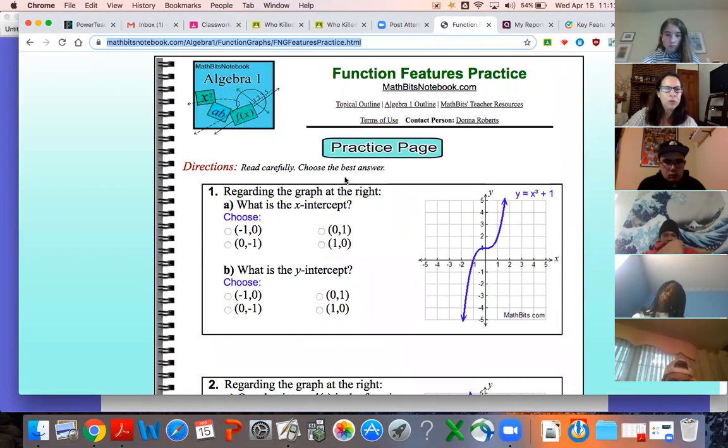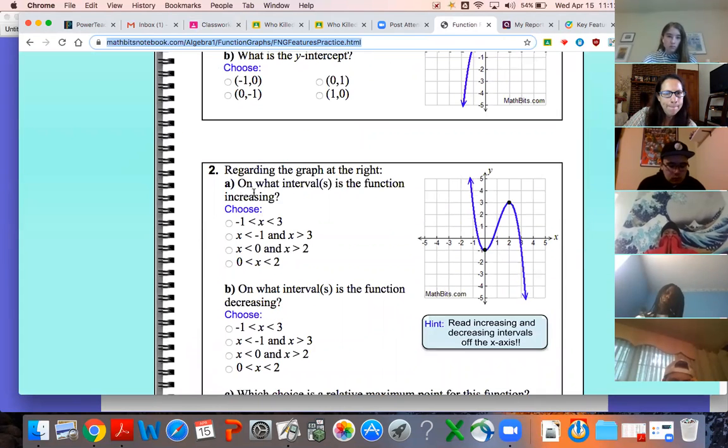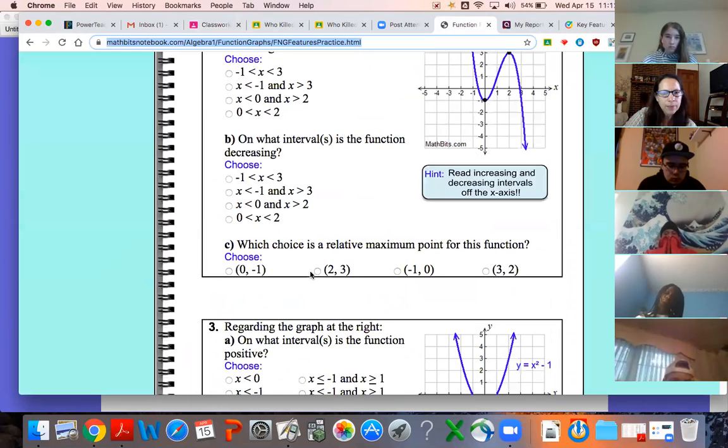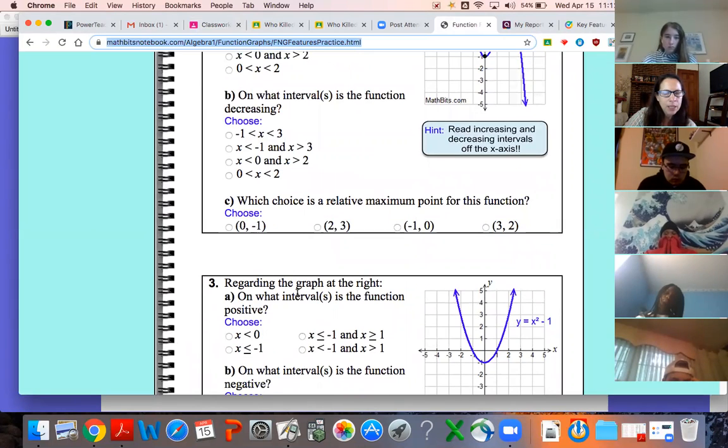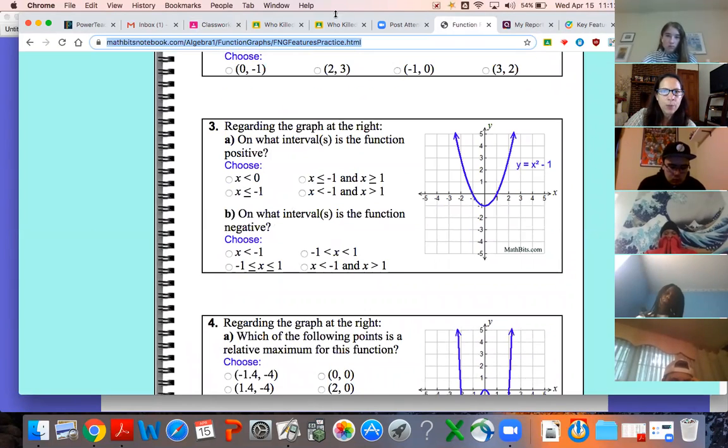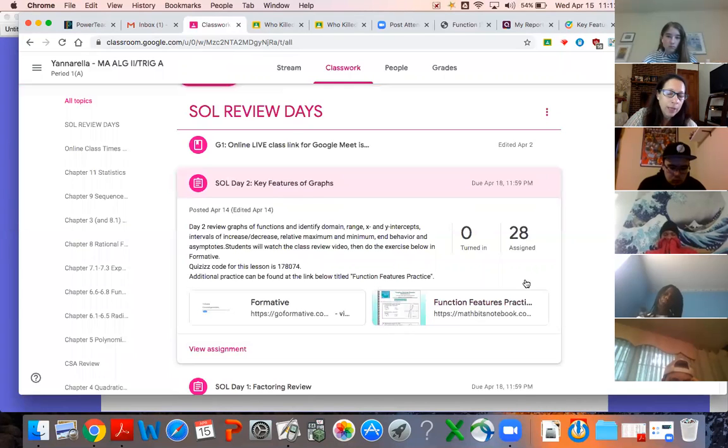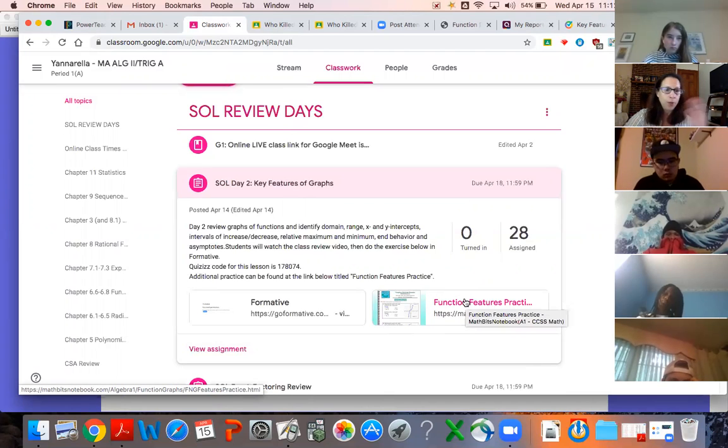I don't have any way of you sending it to me so I can grade it, but this asks you about x-intercepts, y-intercepts, increasing, decreasing, max and mins. I think this was fantastic, so I put that link in Google Classroom too. And there's no way I can grade it, but if you don't do it, I think it's going to be sad because this is one of the best reviews of all parts of the graphs that I have ever seen.